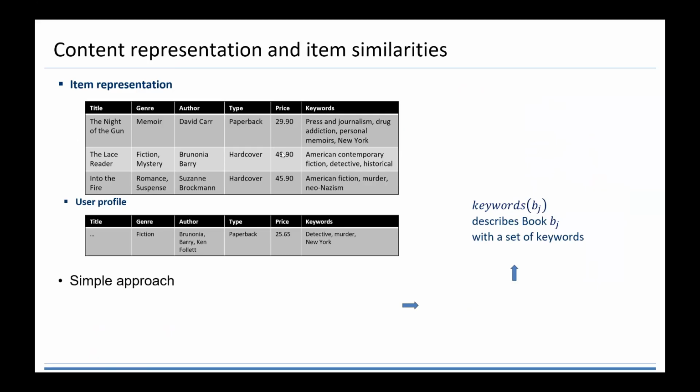In order to look at the details, we can have the item representation. What we just looked at in the previous table is the item representation of the item, which is a book. We have more representation. For example, if the person likes this memoir genre, maybe in the future he will also like the memoir genre. Or maybe about the author.